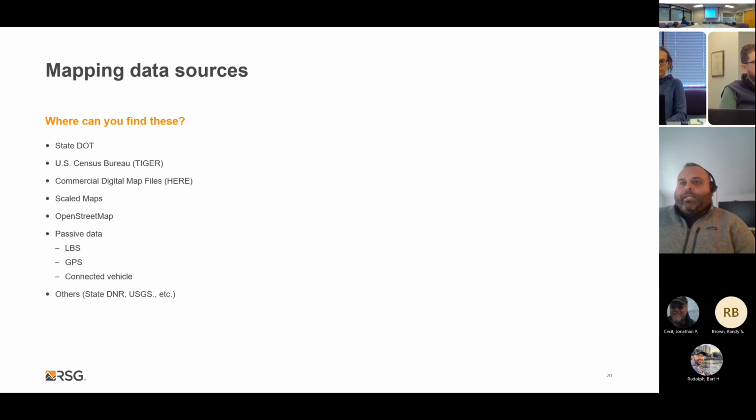Those are basically digitized maps, paper maps that were scaled to work in modern GIS software. There's OpenStreetMap, and OpenStreetMap now has data on not only the roads, but there's Open Bike Map and there's Open Pedestrian Maps now too. So it provides a lot of different information that is crowdsourced.